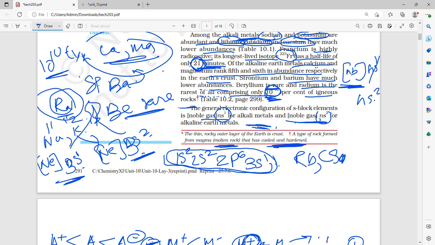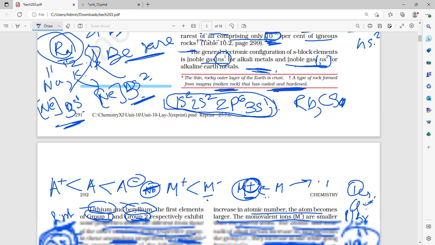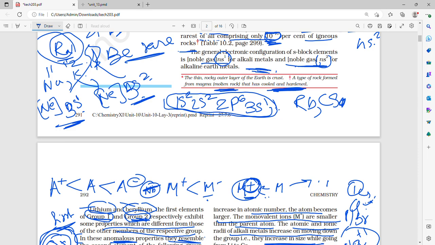Of the alkaline earth metals, calcium and magnesium rank 5th and 6th in abundance, whereas beryllium is rare, and strontium and barium also have lower abundances. Radium is very rare, making up only 10 to the power minus 10 percent of igneous rocks. What are igneous rocks? When lava, that is molten magma, cools and hardens, it forms igneous rocks.